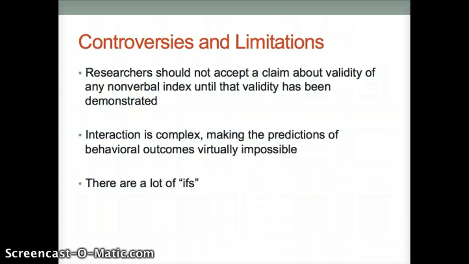First, Glenn Sparks and John Green commented on Burgoon's methods that self-perceptions or arousal are not valid. Therefore, researchers should not accept a claim about validity of any nonverbal index until that validity has been demonstrated. Secondly, in general, most interaction between individuals is very complex, and there are more contingency conditions to consider within the theory, making the predictions of behavioral outcomes virtually impossible. To make it simpler, there are lots of ifs when it comes to behaviors, which can make research in this discipline very tricky.